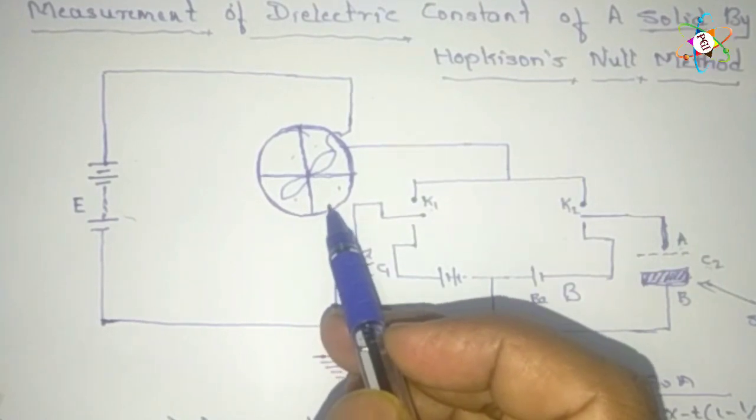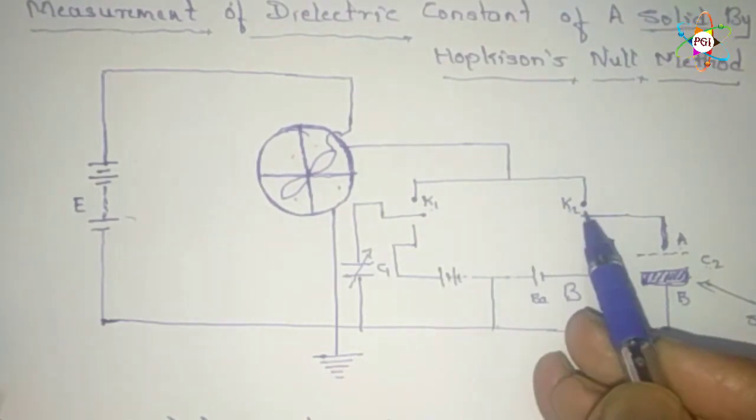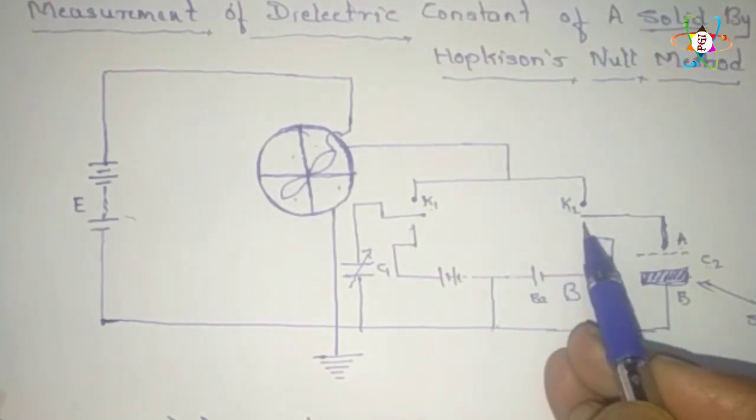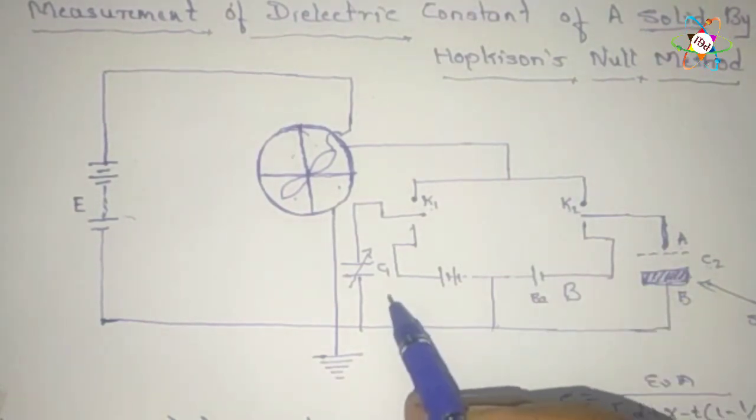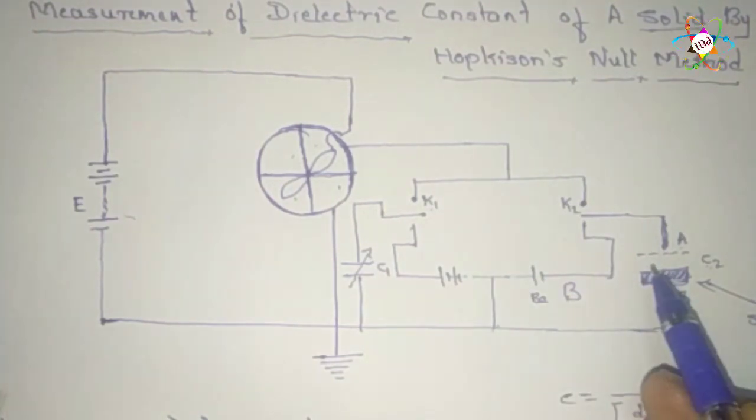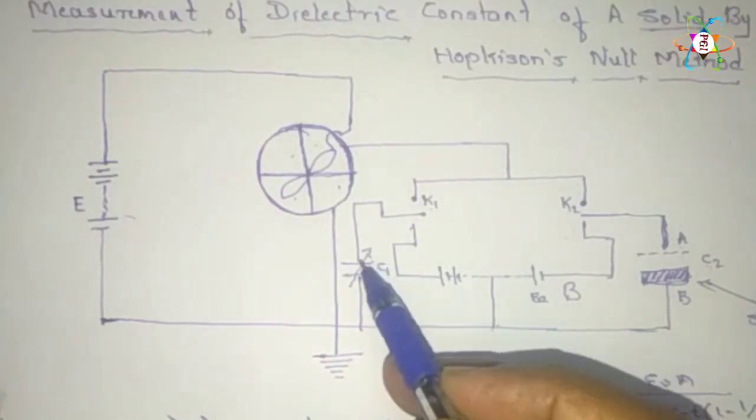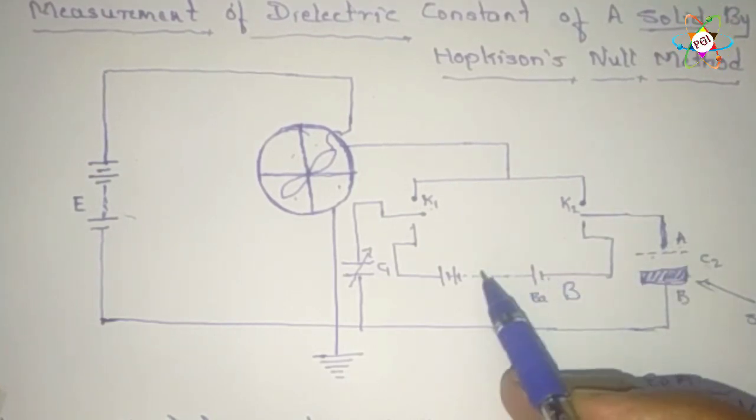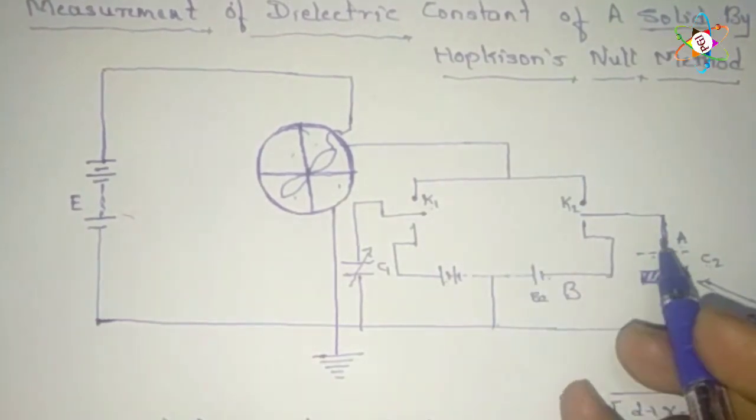Now when K1 and K2 are depressed, it will be connected in this way, and C1 and C2, both capacitors, are charged, but in opposite directions. One is connected to the positive terminal of the battery and the other to the negative terminal. C2 is connected to the negative terminal of the battery and C1 to the positive terminal. So they will be charged with equal and opposite charges.